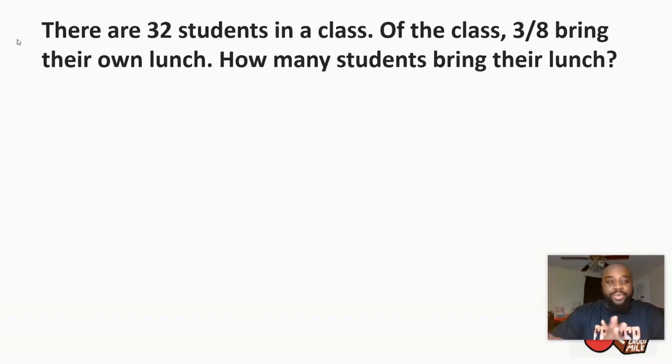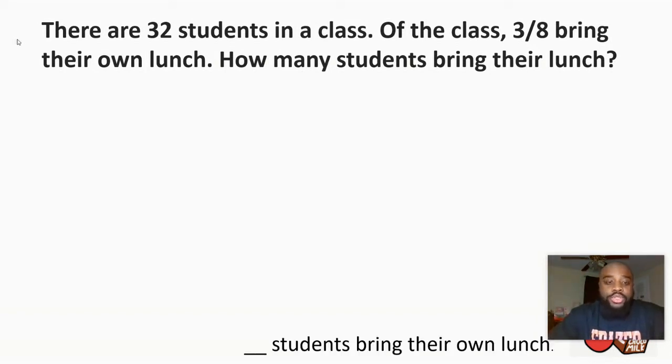Let's look at our second problem. There are 32 students in a class. Of the class, 3/8 bring their own lunch. How many students bring their own lunch? So we're going to start off with our answer statement. Blank students bring their own lunch.